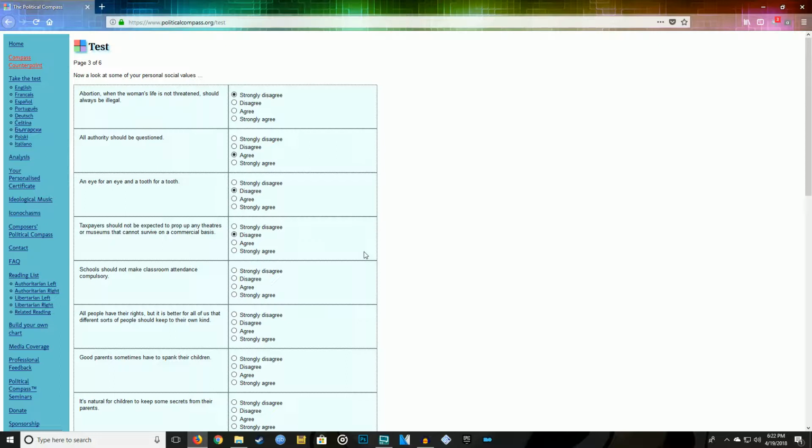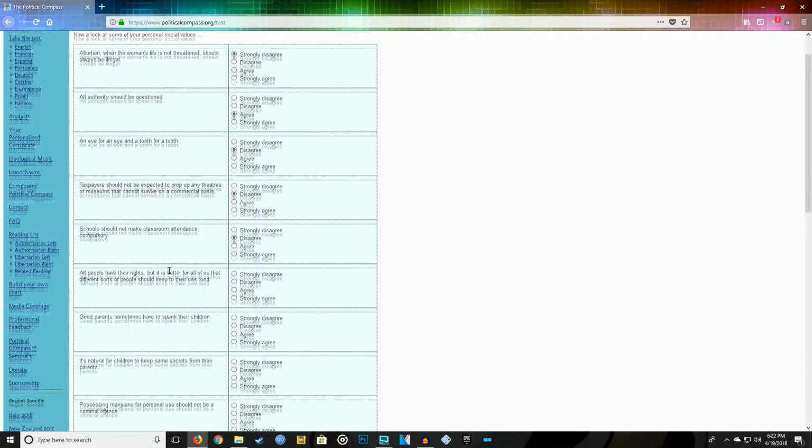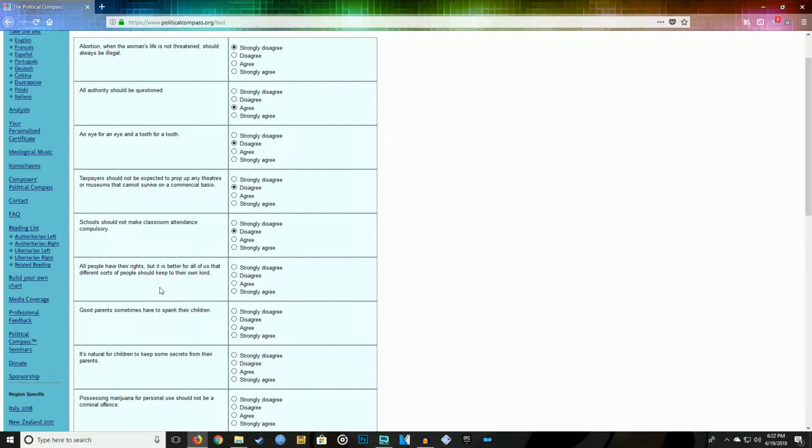Schools should not make classroom attendance compulsory. Disagree. I think that you have to go to class in order to learn things. That's pretty obvious. All people have their rights, but it is better for all of us that different sorts of people should keep to their own kind. Strongly disagree. I don't understand the logic behind that. And I know that there are people that think that too, and that is just stupid.